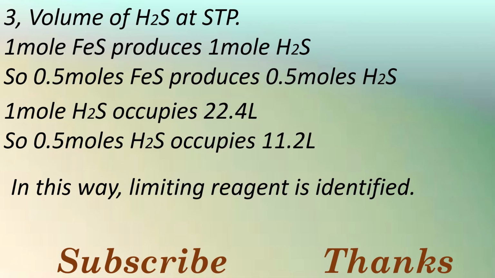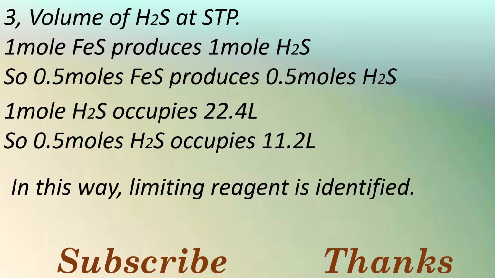Now, part 3, volume of H2S at STP. H2S is a gas. STP means standard temperature and pressure. Temperature is 273 Kelvin. Pressure is 1 atmosphere. 273 Kelvin is equal to 0 degrees centigrade. 1 atmosphere is equal to 760 torr or 760 millimeter of mercury.